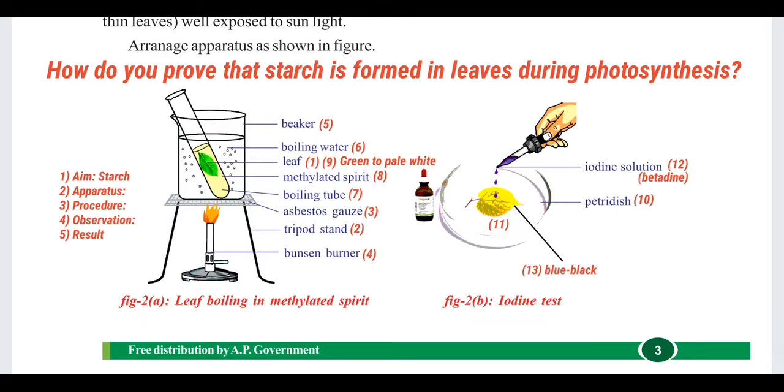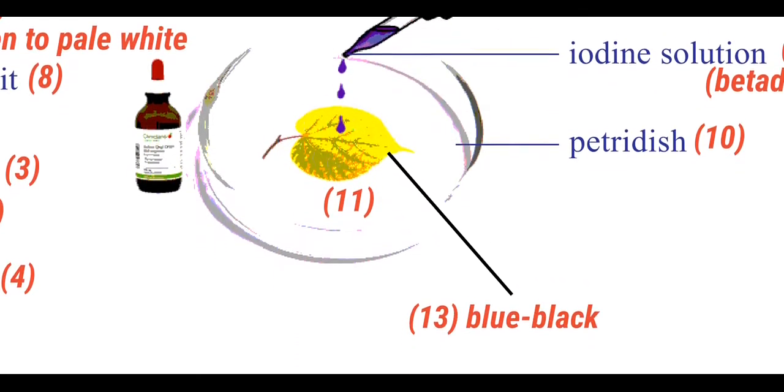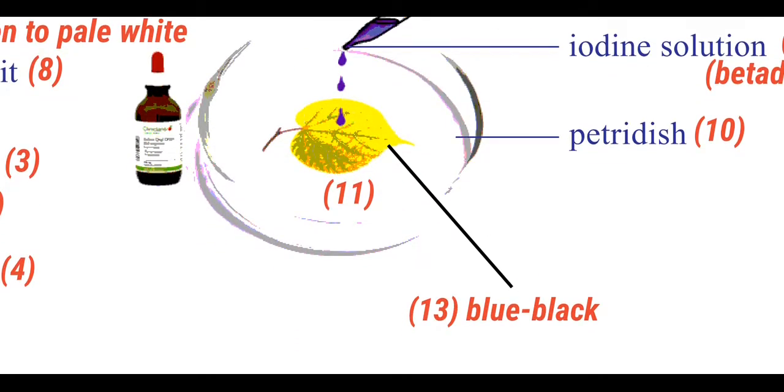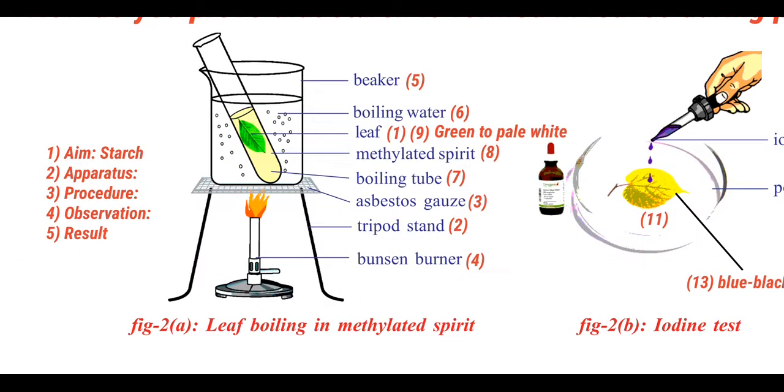So what is the result? Same thing. When iodine solution is added, the leaf has turned into blue black color. That indicates that starch is present in the leaf. So your answer is completed. You get full marks for this. You have written aim, apparatus, procedure, observation, result, without by-hearting the textbook or notes. Just by seeing the diagram, you have completed your answer and you will get full marks also.